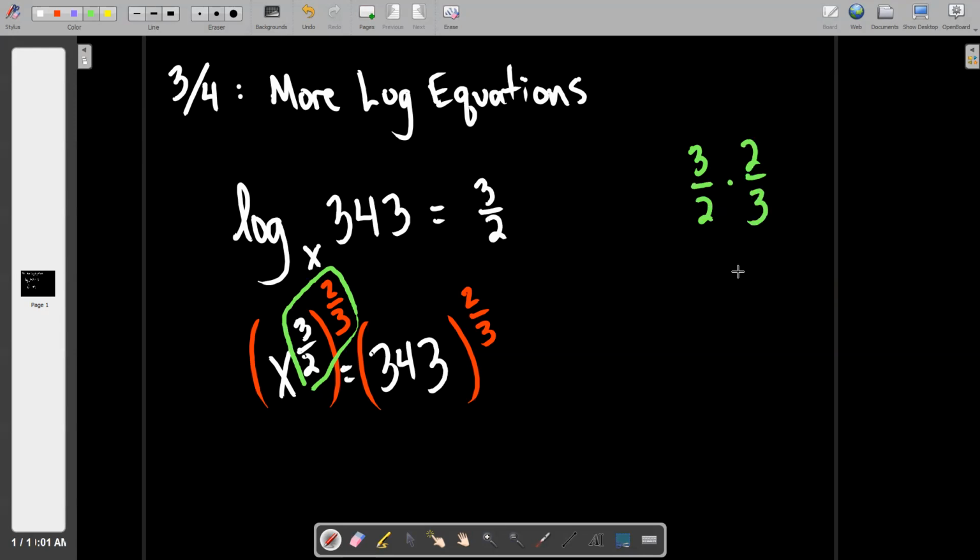Those are called inverses or reciprocals, right? And when you multiply them by each other, what happens? Yeah, they essentially cancel. You do get 1.